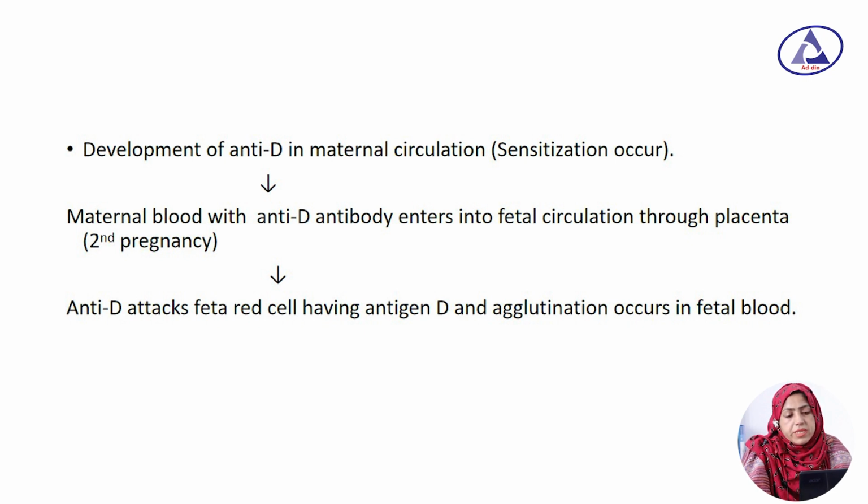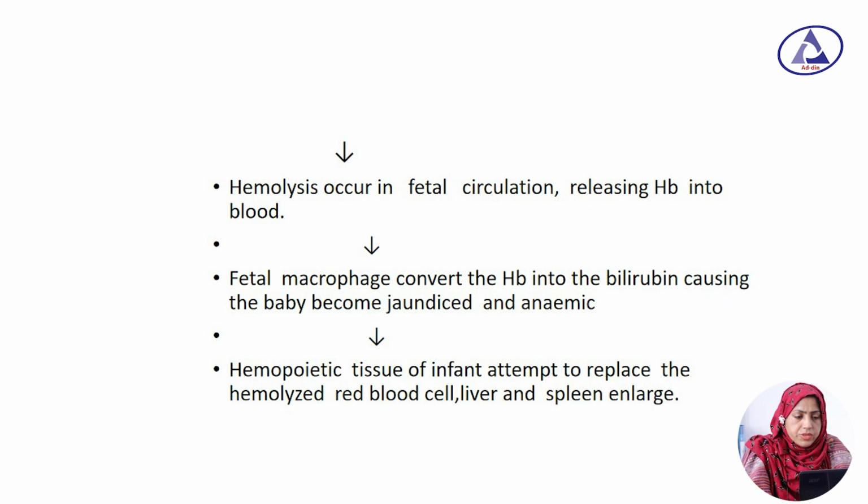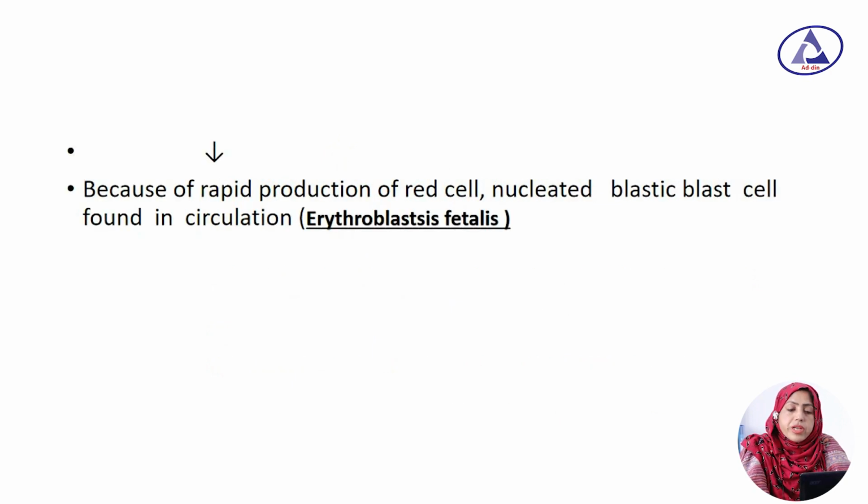Maternal blood with the anti-D antibody enters into the fetal circulation through the placenta in case of second pregnancy. So anti-D attacks fetal red cells having antigen D and agglutination occurs in fetal blood. So hemolysis occurs in fetal circulation, releasing hemoglobin into the blood. So fetal macrophages convert the hemoglobin into bilirubin, causing the fetus to become jaundiced and anemic. Hemopoietic tissue of the infant attempts to replace the hemolysed red blood cells, and liver and spleen enlarge. Because of rapid production of red cells, nucleated blood cells are found in the circulation. So it is called erythroblastosis fetalis.